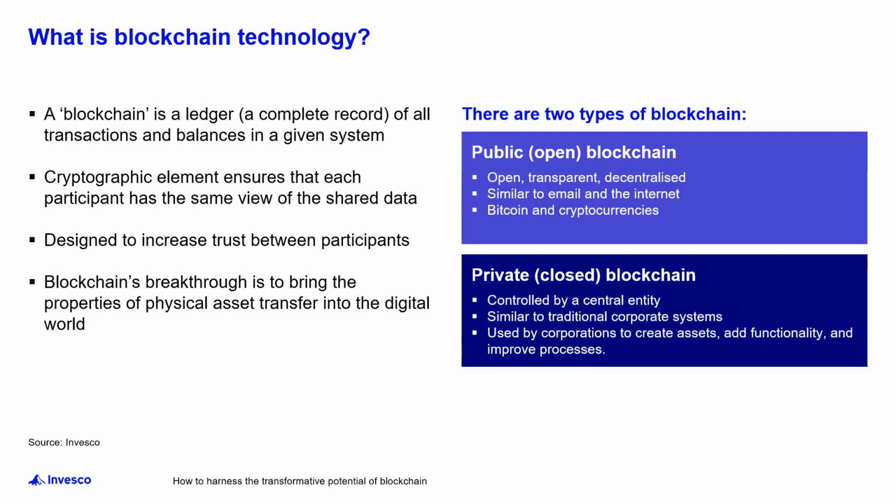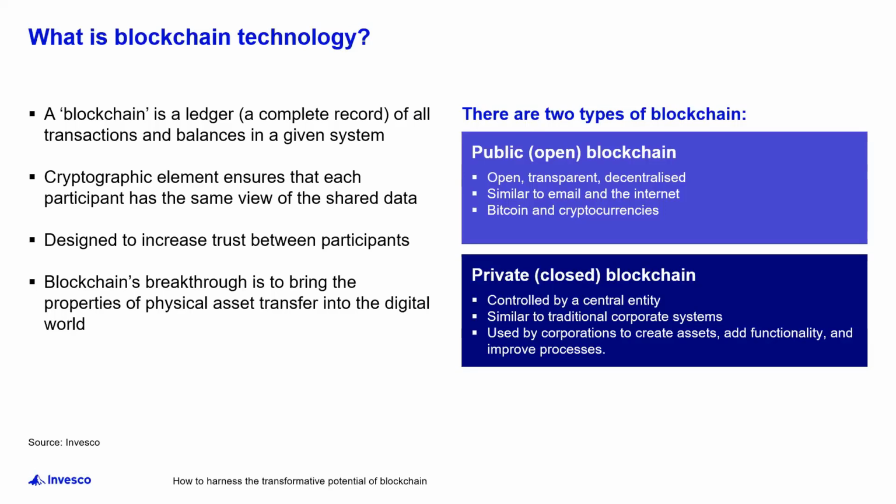There are two types of blockchain, which we'll talk about as we go through. Public or open blockchain is exactly as it sounds. It's an open, transparent, decentralized system. There's no central governance other than the algorithm that overlies, or the rules that overlie, the system. And the process of adding transactions to the blockchain is controlled through those rules. This is primarily used in cryptocurrencies, and Bitcoin is a good example here, where mining is the process by which you add new transactions to the blockchain.